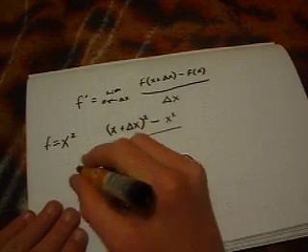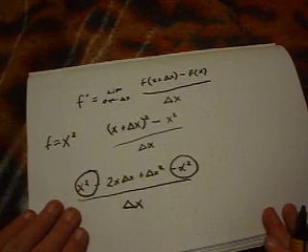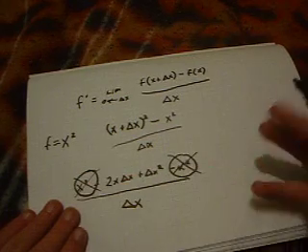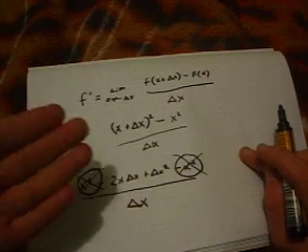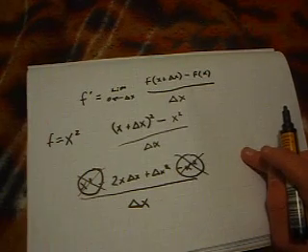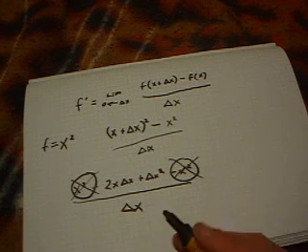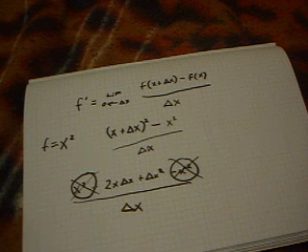Minus x squared and our plus x squared, they cancel each other out, because if you add x squared to something and then subtract x squared from it, well, it's as if it never existed. So we can remove that, which means our next equation is 2x delta x plus delta x squared.